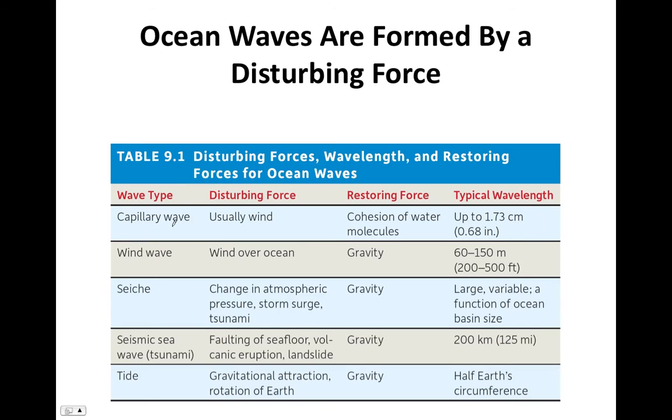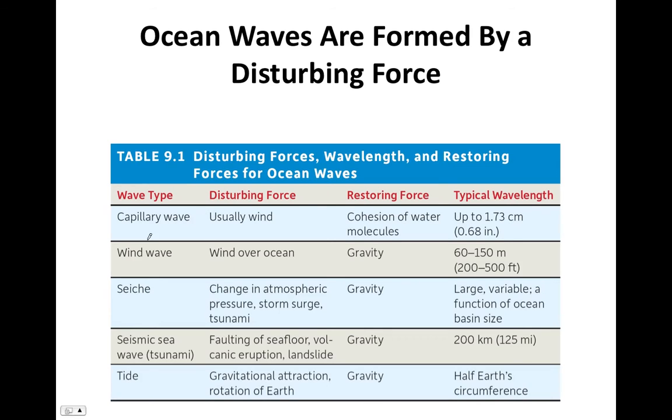Here's a table of different types of waves: their disturbing force, restoring force, and a typical wavelength. So, as I said, waves are energy traveling across the surface of the ocean. The energy is imparted into the sea surface by some sort of disturbing force, and it's the restoring force, which is a force that's trying to bring the sea surface back to its original undisturbed state. And so that's what allows the wave to travel, is the restoring force.